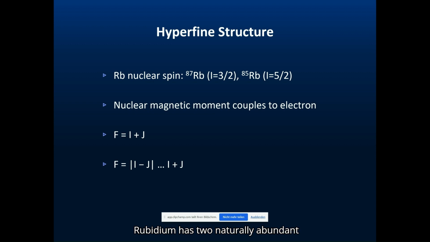Rubidium has two naturally abundant isotopes: rubidium-85 with a nuclear spin I = 5/2, and rubidium-87 with a nuclear spin of 3/2. Non-zero nuclear spin means that the nucleus also carries a magnetic dipole moment. The magnetic dipole moment of the nucleus interacts with the magnetic field produced by the electron's angular momentum, and this coupling leads to an additional splitting of the atomic levels into hyperfine levels.